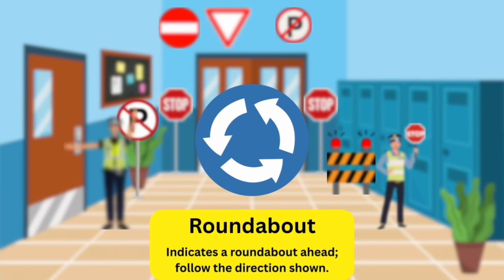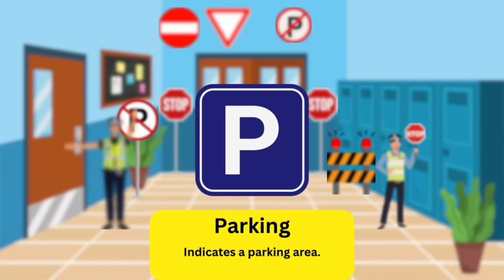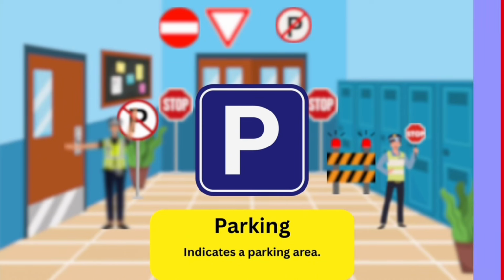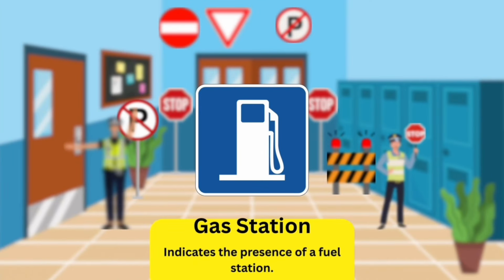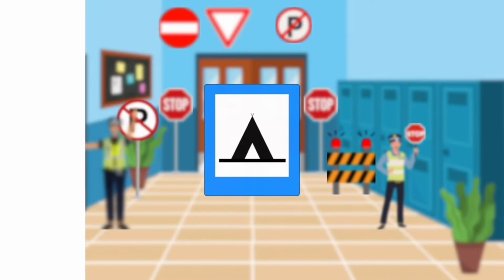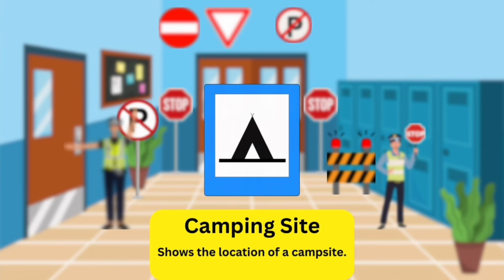Follow the direction shown. Parking. It means it indicates a parking area. Gas station. It means it indicates the presence of a fuel station. Camping site. It means it shows the location of a campsite.